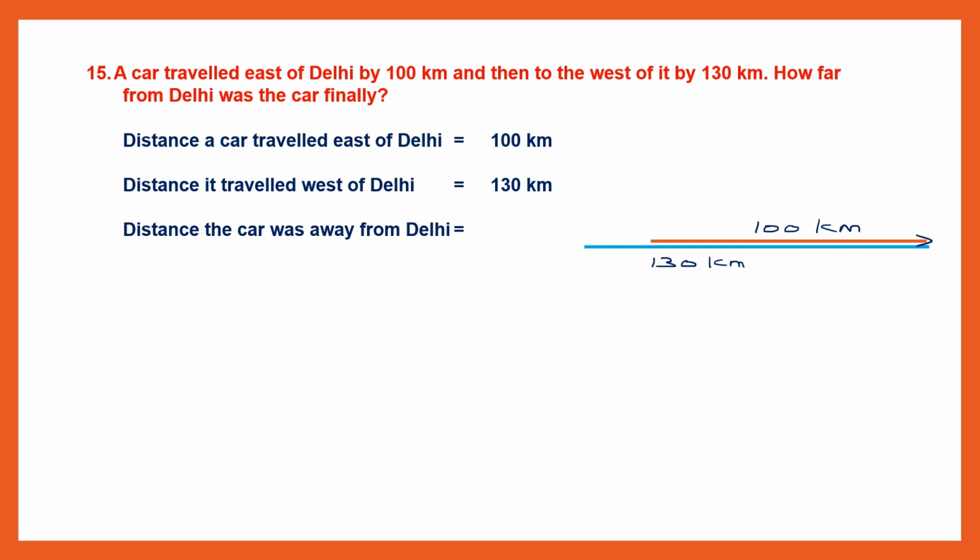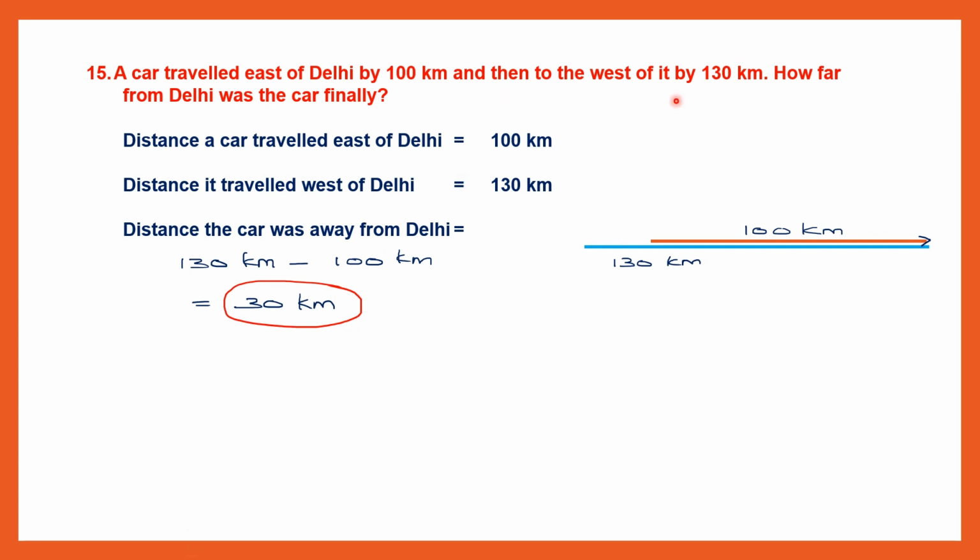So distance the car was away from Delhi is 130 kilometers minus 100 kilometers. 130 minus 100 is 30. 30 kilometers. So this is our answer. Now the question here is, how far from Delhi was the car finally, isn't it? So the car was 30 kilometers. We found 30 kilometers to the west. So we have to mention that because this direction is the west. And so let's write our answer clearly. It was 30 kilometers to the west of Delhi.